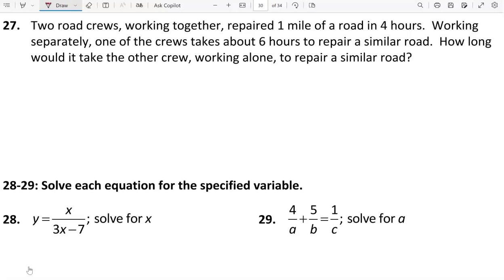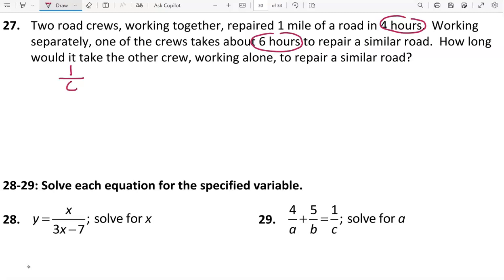In 27, we have 2 road crews working together, repairing 1 mile of a road in 4 hours. Working separately, it takes one of the crews about 6 hours to repair a similar length of road. How long would it take the other crew working alone to repair a similar road? This is a classic working alone and working together type of work problem. So it's important to know that 4 hours is our time together, and 6 hours is one of the times alone, and we are looking for the other time alone.